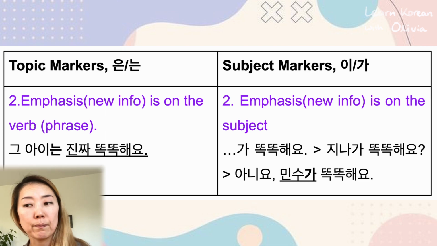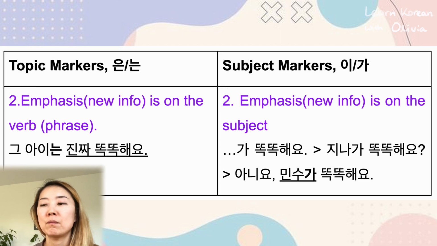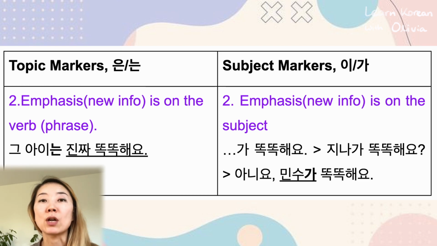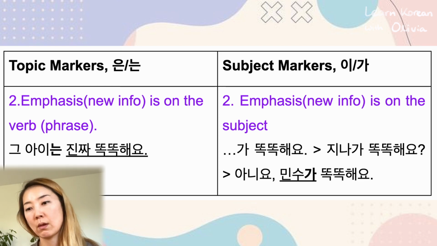But let's say you're talking about some children and blah blah가 똑똑해요, and the other person says 진아가 똑똑해요? 아니요, 민수가 똑똑해요. Then 똑똑해요 is old information. Somebody is smart, yeah. But you want to say 민수가 똑똑해요. 민수 is the new information or has the emphasis, right? Then 민수가 똑똑해요. You use the subject marker.